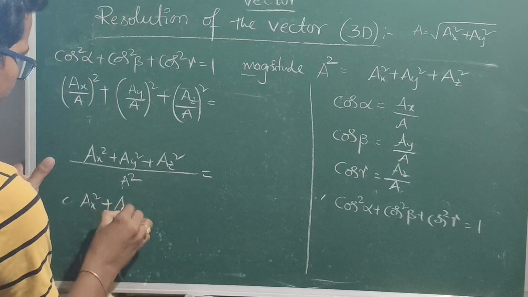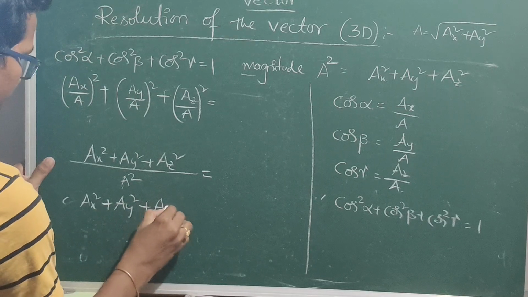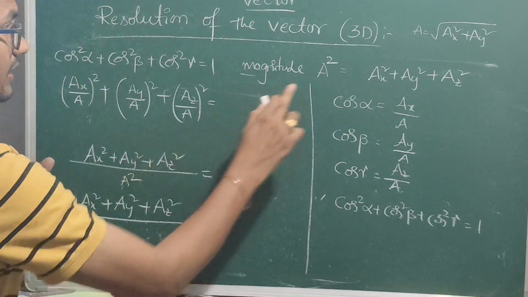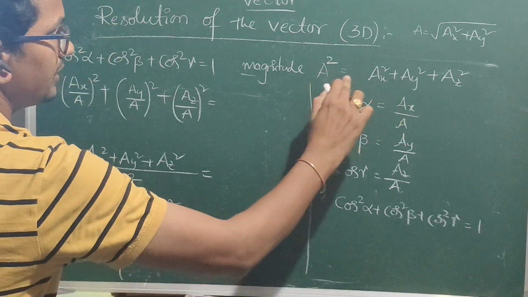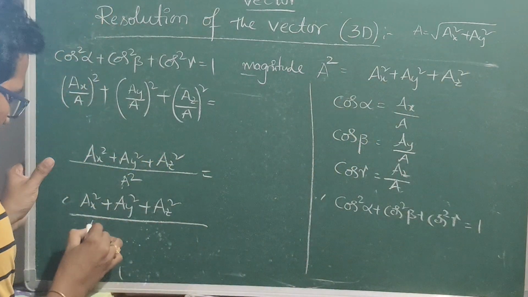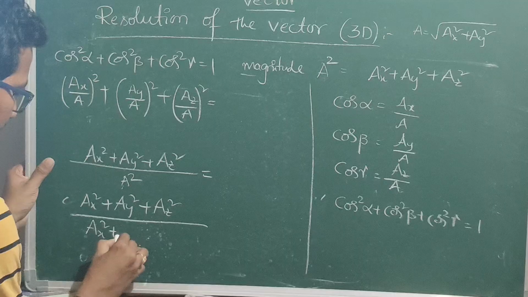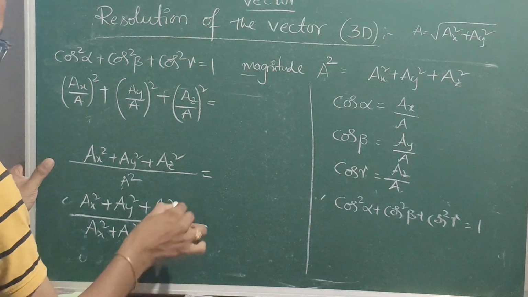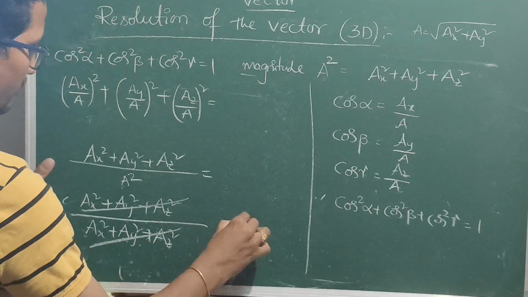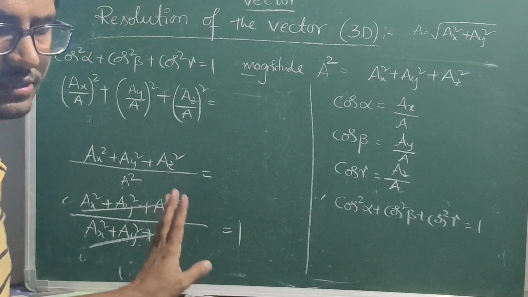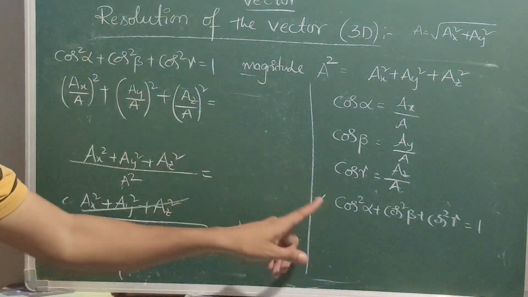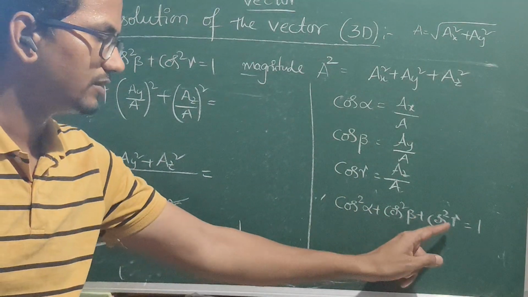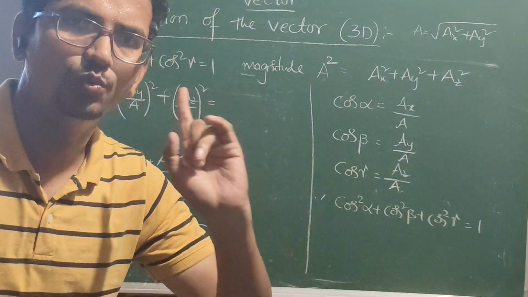Ax square plus ay square plus az square. In place of a square, we can write this value, ax square plus ay square plus az square, and the a cancels, equal to 1. Does it satisfy this value? Yes. Cos square alpha plus cos square beta plus cos square gamma is equal to 1.